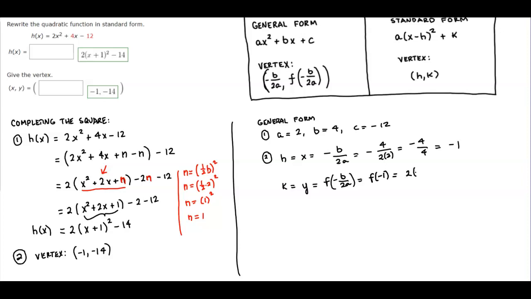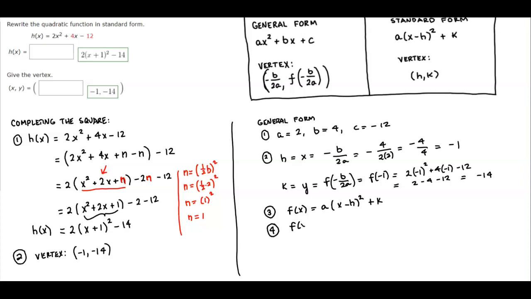So we're going to plug -1 into the function. So it's going to be 2 times (-1) squared plus 4 times -1 minus 12. Well, therefore, this is going to become 2 times 1, which is 2, minus 4 minus 12, which is going to equal -14. So now, using the standard form, we have f of x equal to a times (x minus h) squared plus k, and now we're going to go ahead and fill that in.